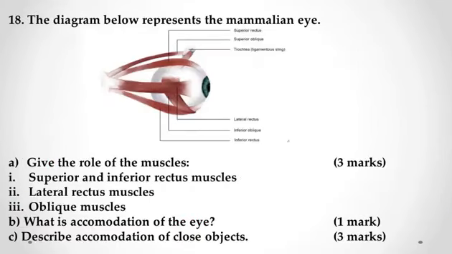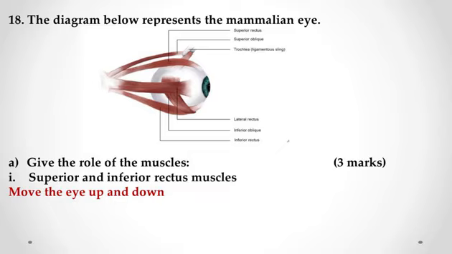Question 18. The diagram below represents the mammalian eye. Question A, give the role of the superior and inferior rectus muscles, lateral rectus muscles, and oblique muscles. And question B, what is accommodation of the eye? And question C, describe accommodation of close objects.